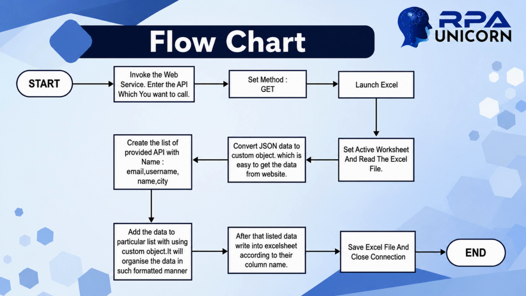Once the raw JSON data is fetched from the website, the bot converts it into a custom object to make it easy to process. It then creates a targeted list for specific details like email, username, name, and city, organizing that data neatly within the custom object. Finally, the bot writes this listed data into the Excel sheet according to the correct column names, saves the Excel file, and closes the connection to successfully end the flow.